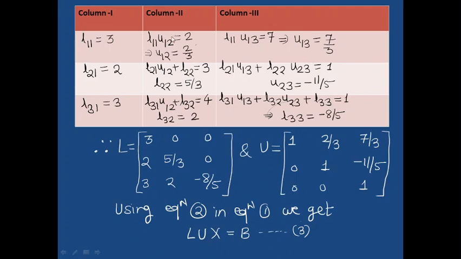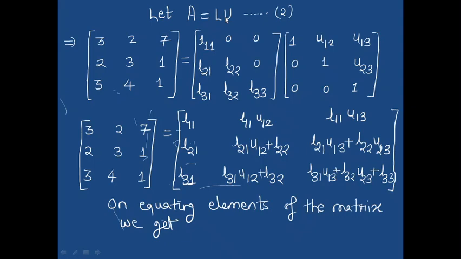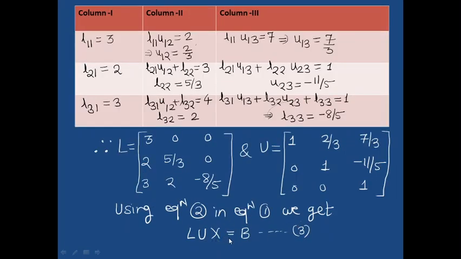In this, the knowns which we obtained in the previous steps are to be used in order to get the unknowns in each step. So like this, we have obtained all the 9 unknowns. Immediately we will write the lower triangular matrix and upper triangular matrix, right? So using equation 2 in equation 1, after getting L and U, you can see equation 1 is this. So we have LUX is equal to B. Call it equation 3. So we have reached up to equation number 3.